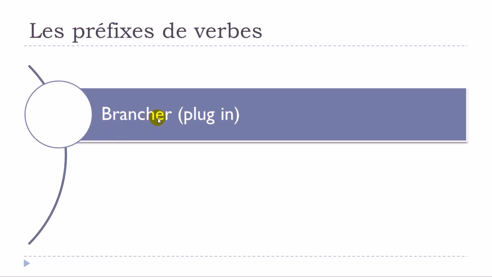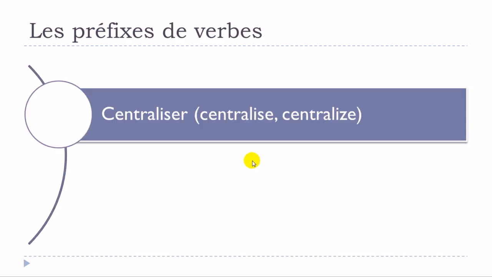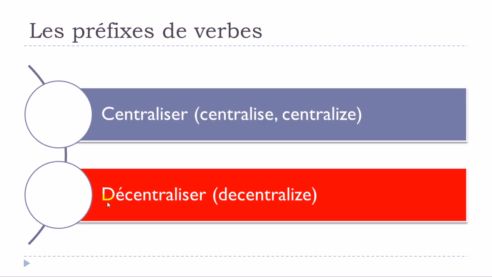We've got brancher, okay, and then débrancher. All right, so it's actually quite easy. You just put this D in front of the verb, and then brancher, débrancher. Centraliser, décentraliser. Okay, centraliser, and then it will become décentraliser.